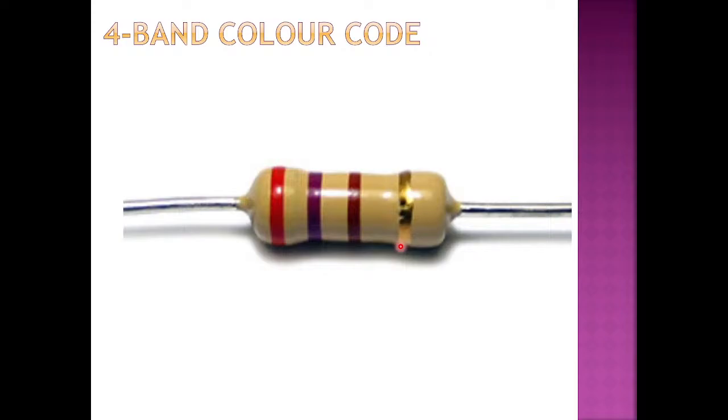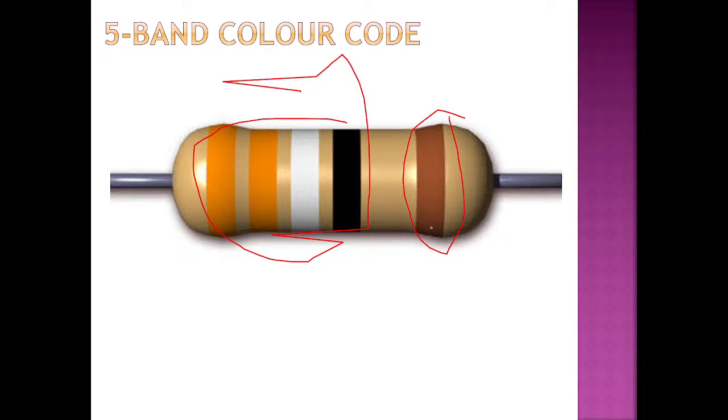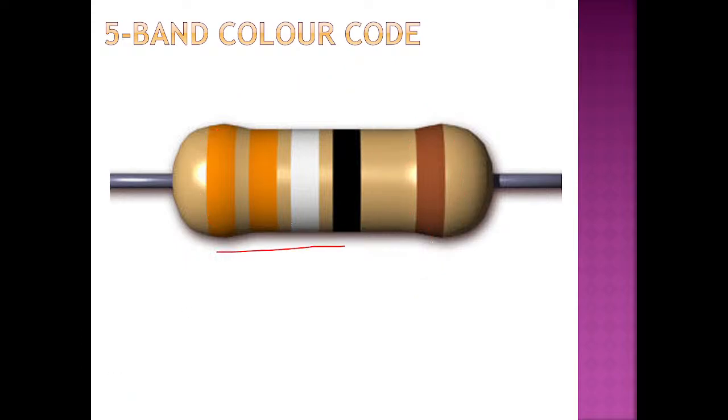Instead of the 4-band color code, 5-band color codes are also available. You can see five colors are there in total. Among these 5 colors, the first 4 are the resistance values, whereas the fifth one is the tolerance value. The fifth band is the tolerance value. So total 5 colors will be there. These are the resistance values, and this one is the tolerance value.